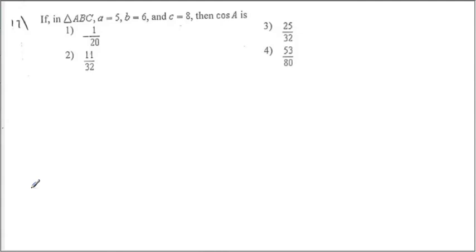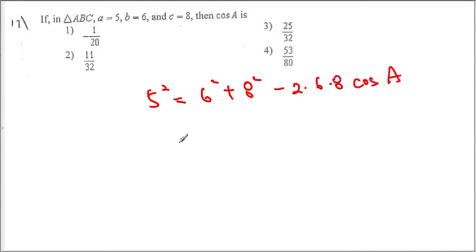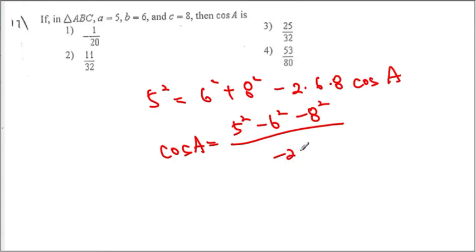Now, using the law of cosines once again, cosine of a has to be opposite from side a, so we get 5 squared must be equal to 6 squared plus 8 squared minus 2 times 6 times 8 times cosine of a. Therefore, cosine of a must be equal to, bring these two over to the other side, 5 squared minus 6 squared minus 8 squared, divide the entire thing by negative 2 times 6 times 8.